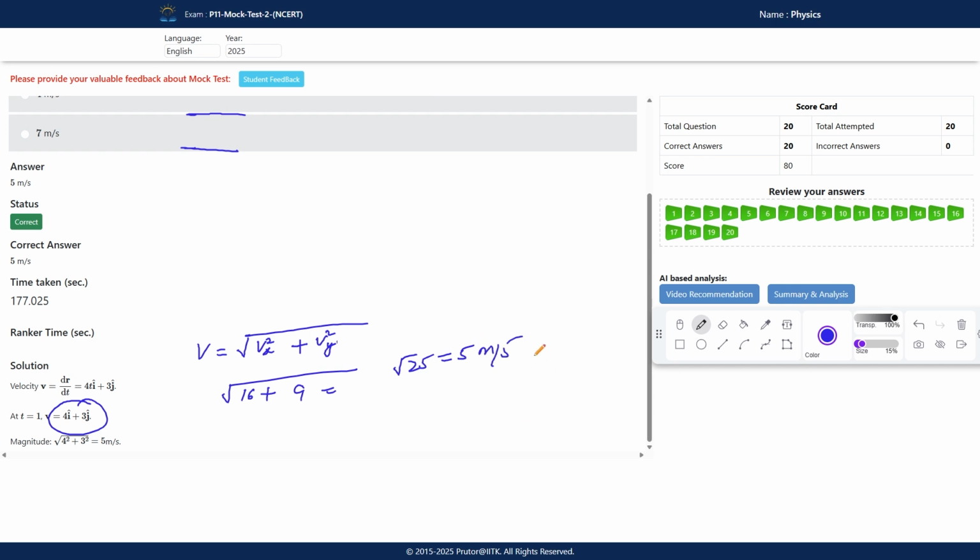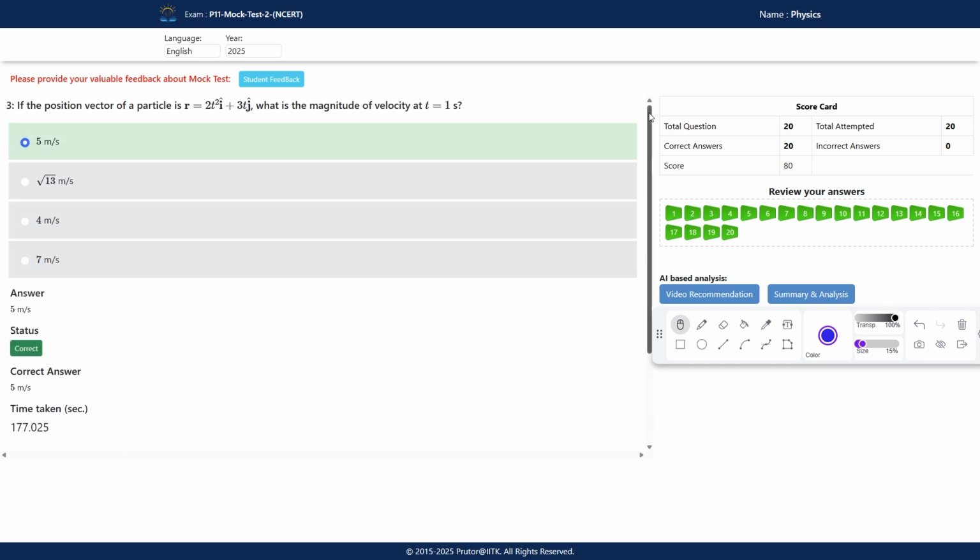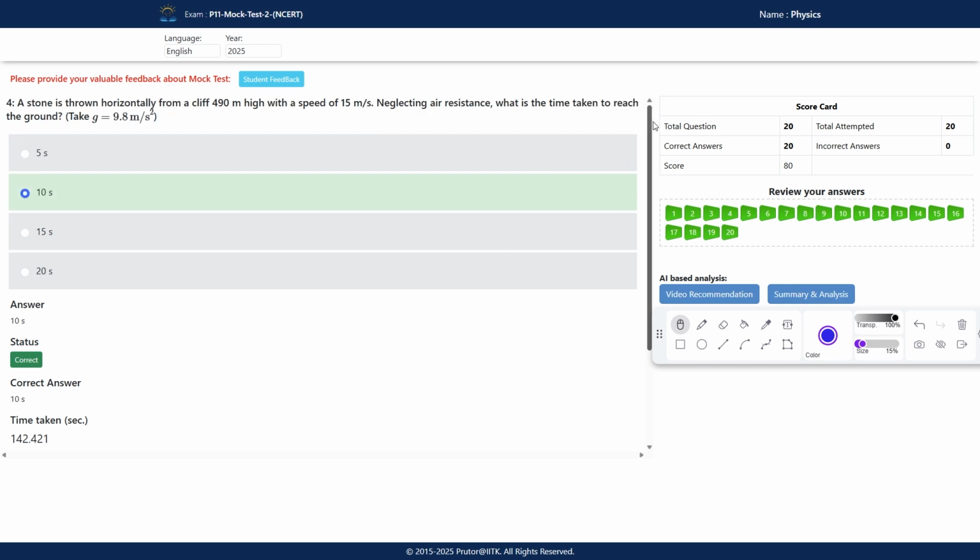Clear? Third, if the position vector, this is forward. Fourth question, a stone is thrown horizontally from a cliff 490 meter high with speed of 15 meter per second, neglecting air resistance. What is the time taken to reach the ground?